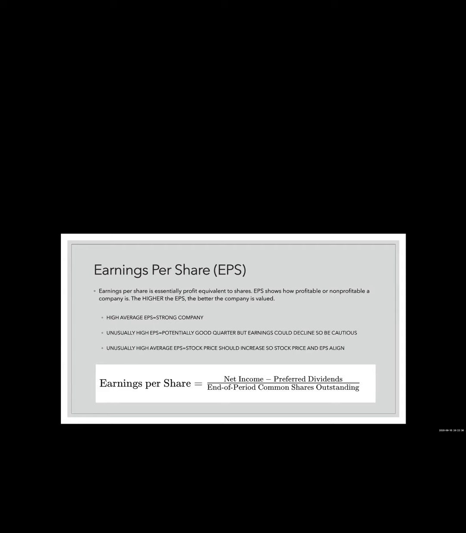Which is net income minus preferred dividends divided by end of period common shares outstanding. So if you see one unusually high EPS, that means the company could have had a good quarter, but it could decline. It's not a guarantee. And then an unusually high average EPS means the stock price should increase, so stock price and EPS align.